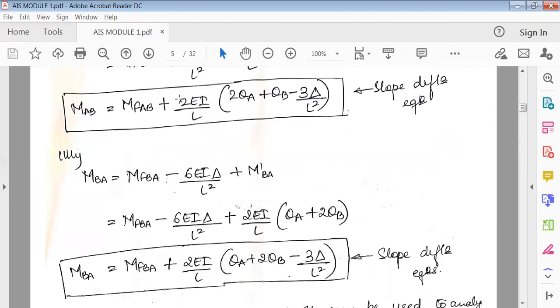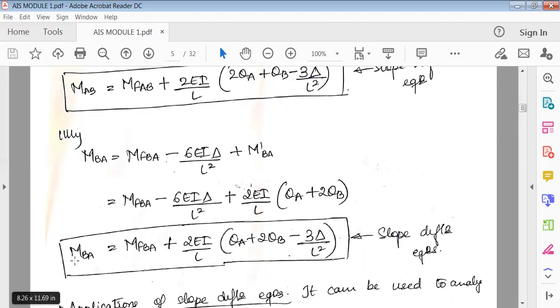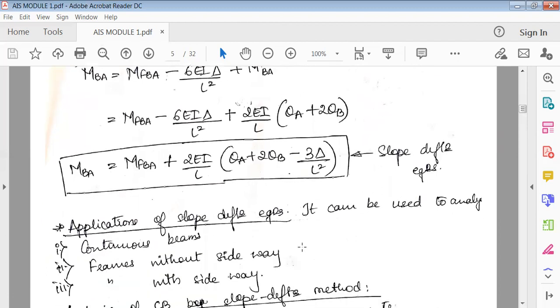If you compare both the equations, MAB is equal to first MFAB, and here MBA has MFBA. Next, 2EI by L is the same throughout. Because the first point is A here, you write the sequence AB, and here also AB. But because the first point is A, you multiply by 2: 2 times theta A plus 1 time theta B minus 3 delta by L squared. Similarly for MBA, the first point is B, so you write theta A as it is, and because the first point is B, you multiply theta B by 2, minus 3 delta by L squared. These are the slope deflection equations.